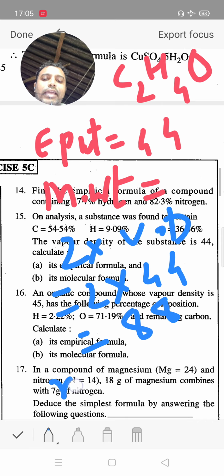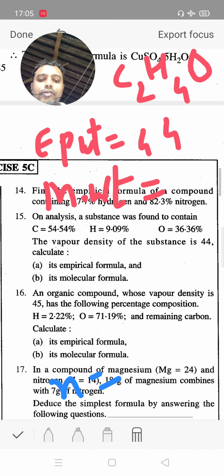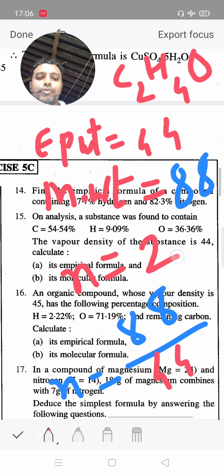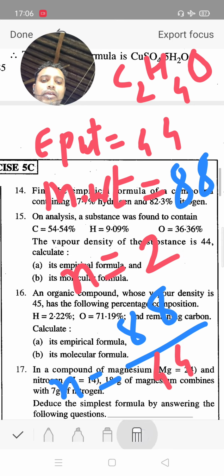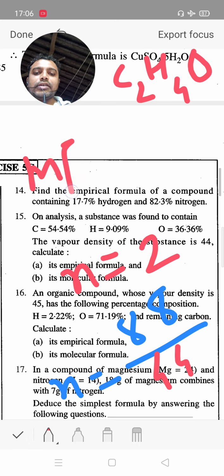Now we calculate the n value for our empirical formula, then convert it into the molecular formula. Therefore we need the n value. Our molecular weight 88 upon empirical formula weight 44, then we get the value of n is equal to 2. Then our last formula, we find the molecular formula is equal to n into empirical formula.